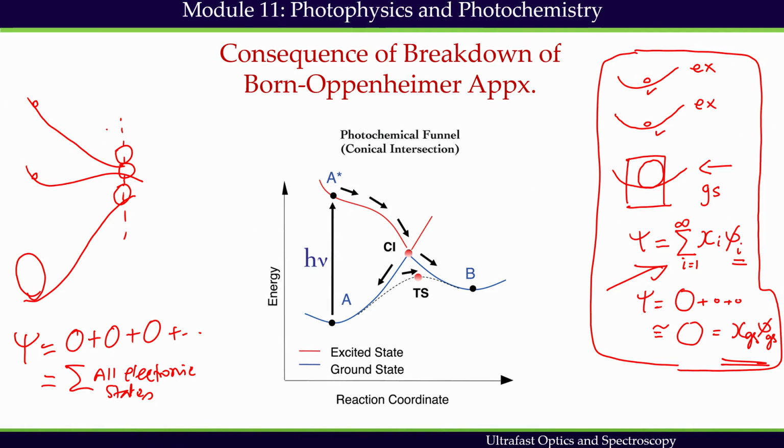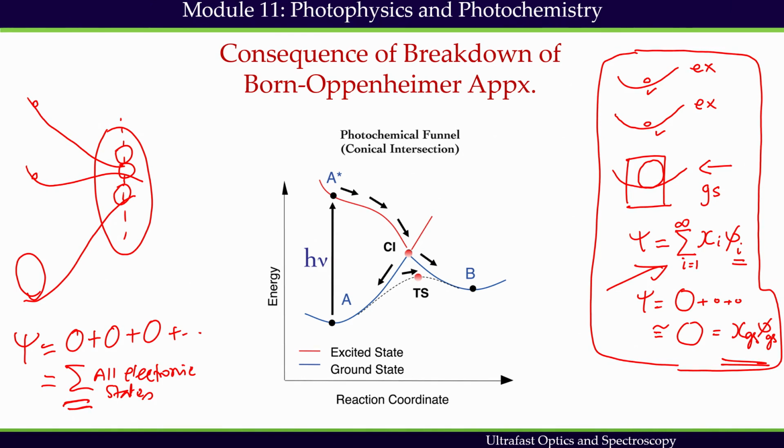However, there are places in the potential energy landscape where different electronic states can come closer, and the total wave function has to be represented by the linear combination of different electronic states which are close lying, and in that case we have to use this summation. The moment we use this summation, that breaks down the Born-Oppenheimer approximation. Now, once we break down the Born-Oppenheimer approximation, what happens?